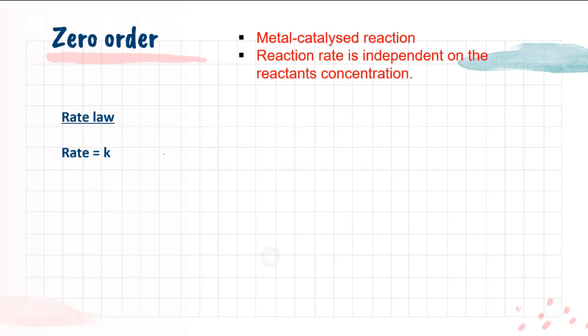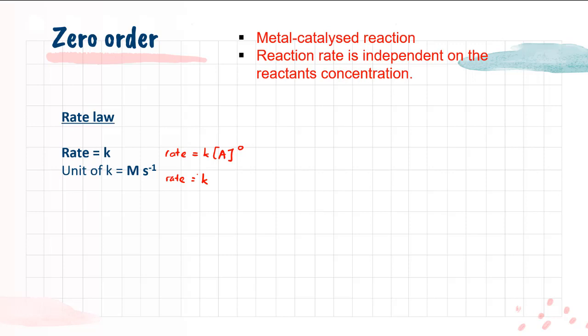Or in other words, if one of the reactants is raised to the power 0, it still equals 1. So in simple words, the rate law equals only the rate constant K, so the concentrations will not affect the reaction rate. The unit of K equals the unit of the rate itself, which is molar per second, molar per minute, and so on, depending on the units of your time.